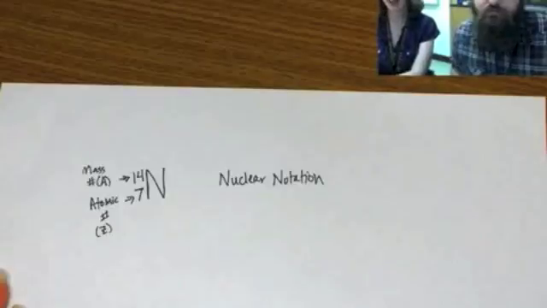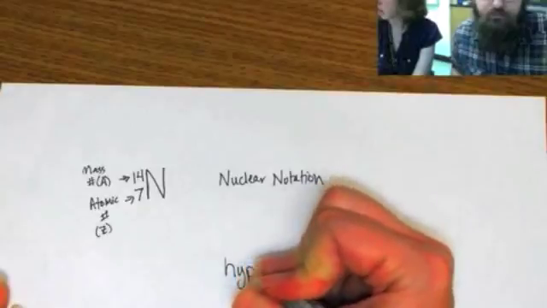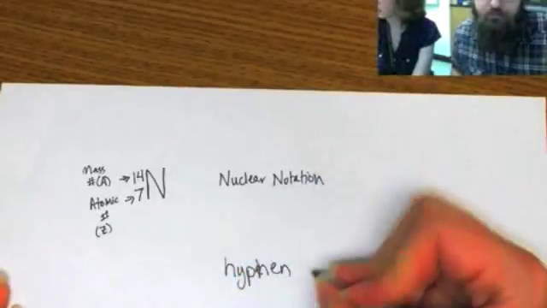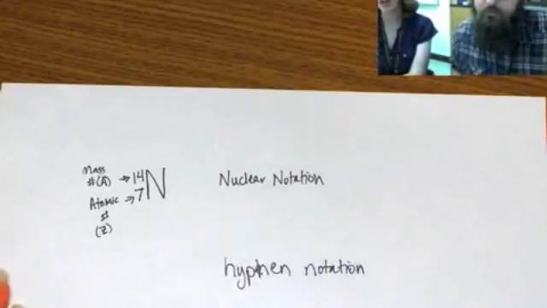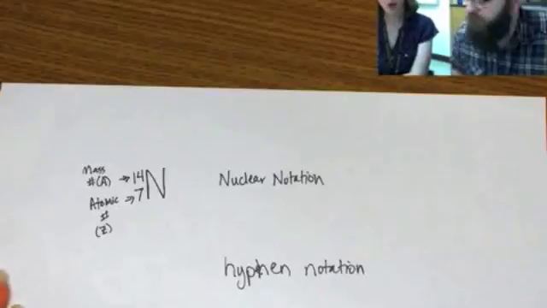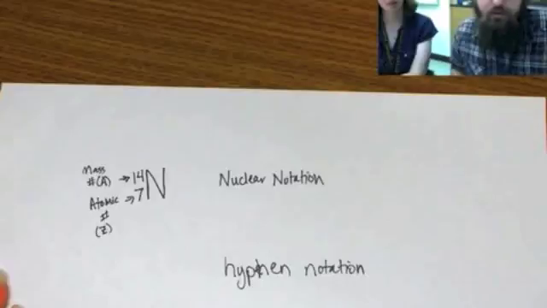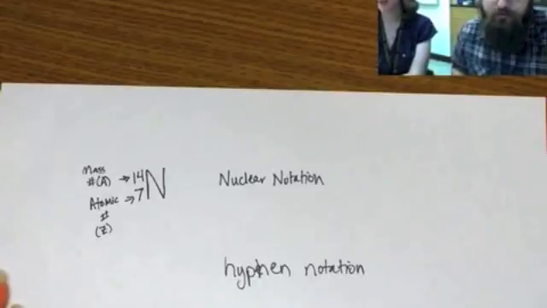Okay. Something else we can write that actually gives us a little bit less information, but still helpful information, is what's called hyphen notation. Hyphen notation is just going to give us what element we're looking at and its mass. Because how can we find our atomic number if we don't have it? Well, how do we find it for nitrogen? We looked on the periodic table. So if we know what element we're looking at, we can find our atomic number, we can find our protons. So what we really need to know is what our mass is going to be.